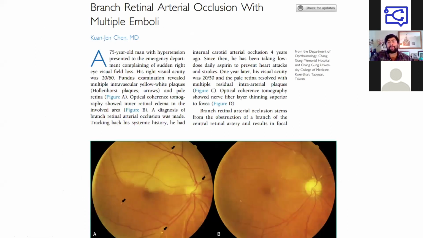This is a very nice paper that I found the other day, which shows a branch retinal artery occlusion. You can see here on the right-hand side, about half the retina has gone white. And these yellow dots, which are called Hollenhorst plaques, these are emboli of cholesterol. So that's an eponymously named physical sign that you might find in someone with retinal artery occlusion.